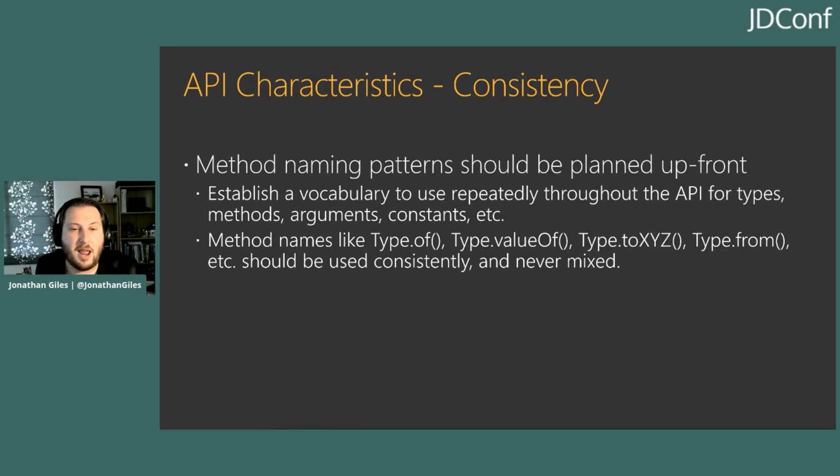And so names like .of or .valueOf, toXYZ, .from, all of them are totally fine as long as they are used consistently and the user can understand and they can intuit why the name is the way it is. Because when they come to another class and they're looking for a similar piece of functionality, they're going to try the same patterns that they've used previously.